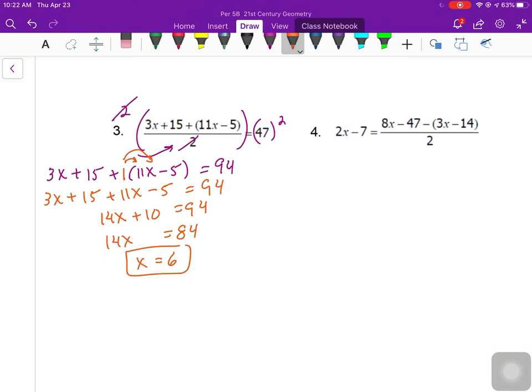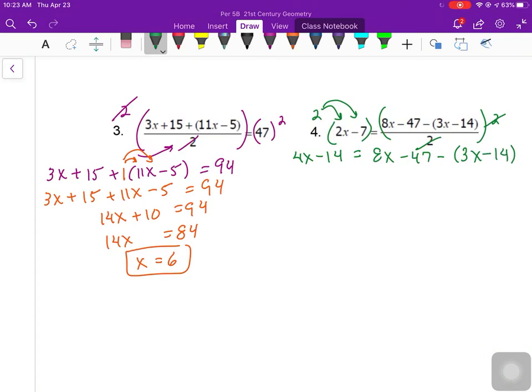Here we have another one of these that involves a fraction. So again, I would recommend that we eliminate the fraction by multiplying by a 2 on both sides. Of course, on the left side, that would mean we'd have to distribute the 2. So that would give us 4x minus 14. On the right side, the 2 cancels, and we just have the top. 8x minus 47 minus, and then the 3x minus 14. We have that situation where we have a negative in front again, so we'll have to distribute the -1.